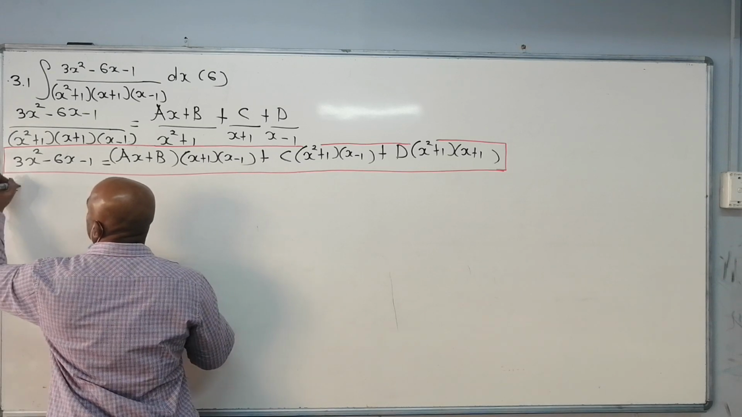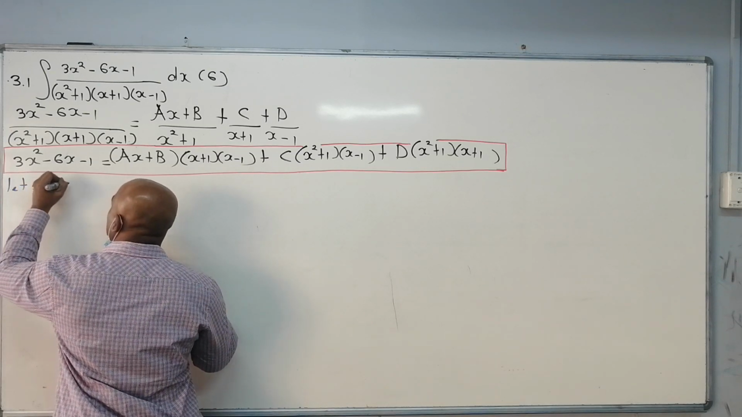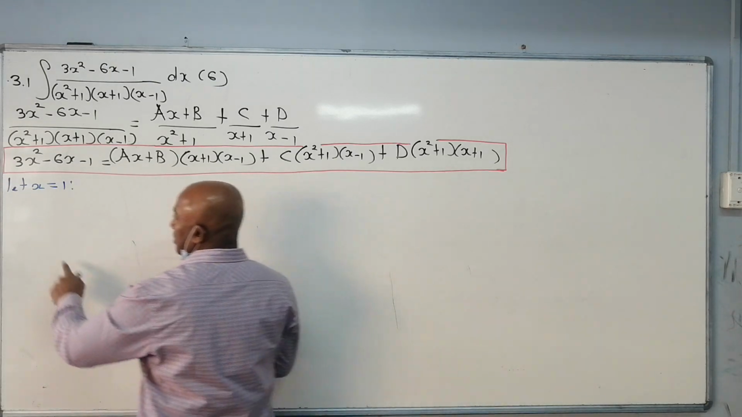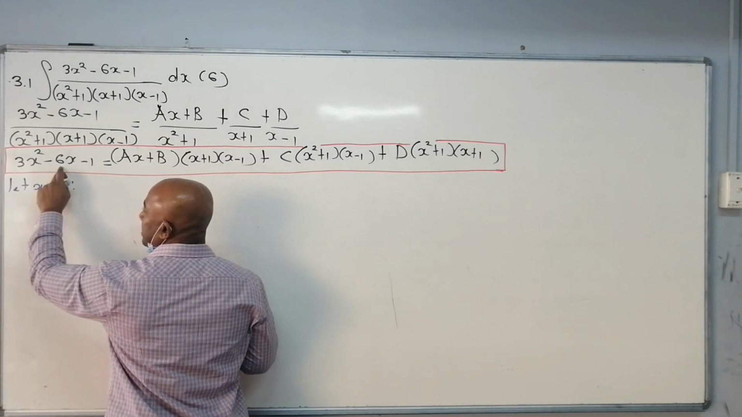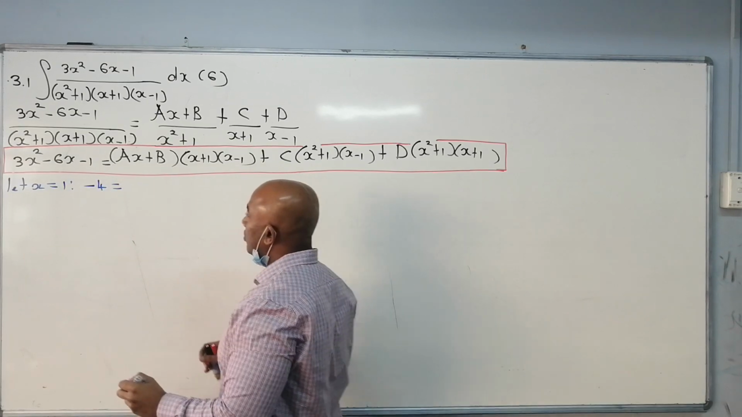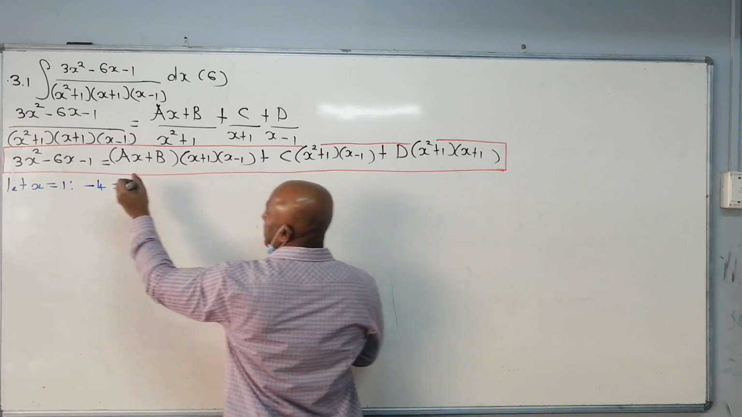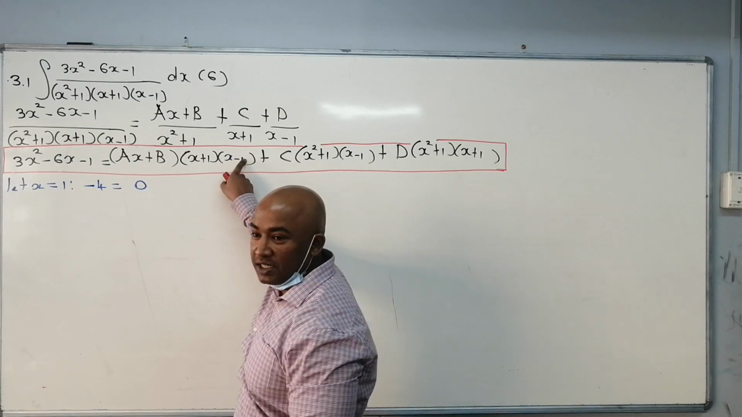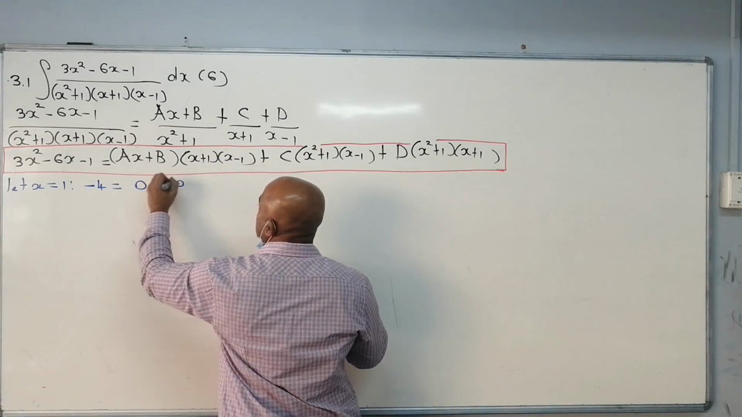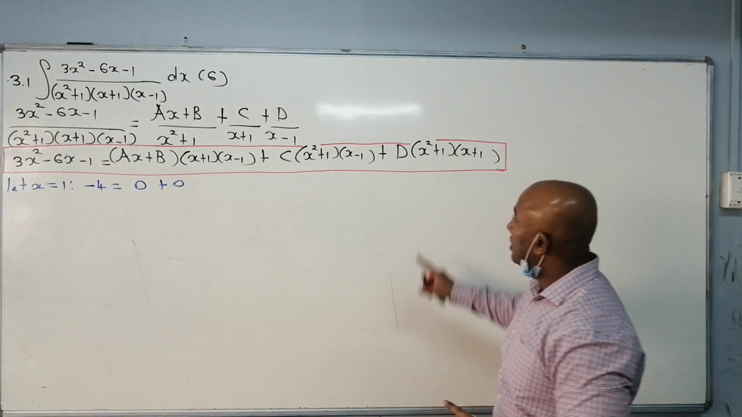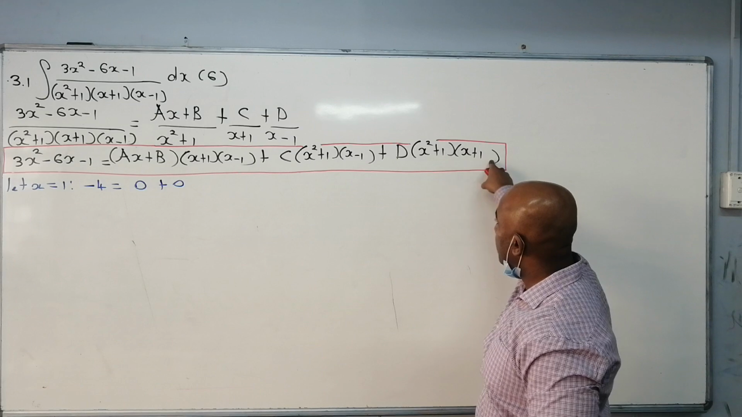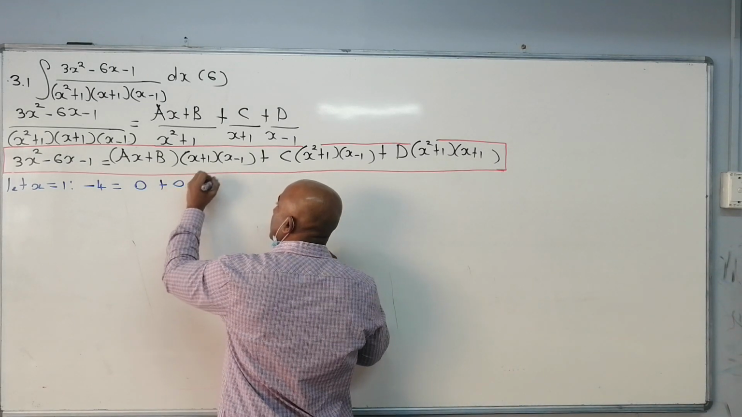So I can let x equal to 1. You double check me there on the left hand side for all the values. If I substitute 1, I'm going to get 3 minus 6, which is minus 3, minus 1, which is minus 4. Here, when I substitute 1, that's a 0 straight, because 1 minus 1 is 0. 0 times everything is 0. When I substitute 1 here, 0 straight, because 0 times anything is 0. Here, 1 squared is 1, 1 plus 1 is 2, 1 plus 1 is 2, 2 times 2 is 4. So 4 times d is 4d.